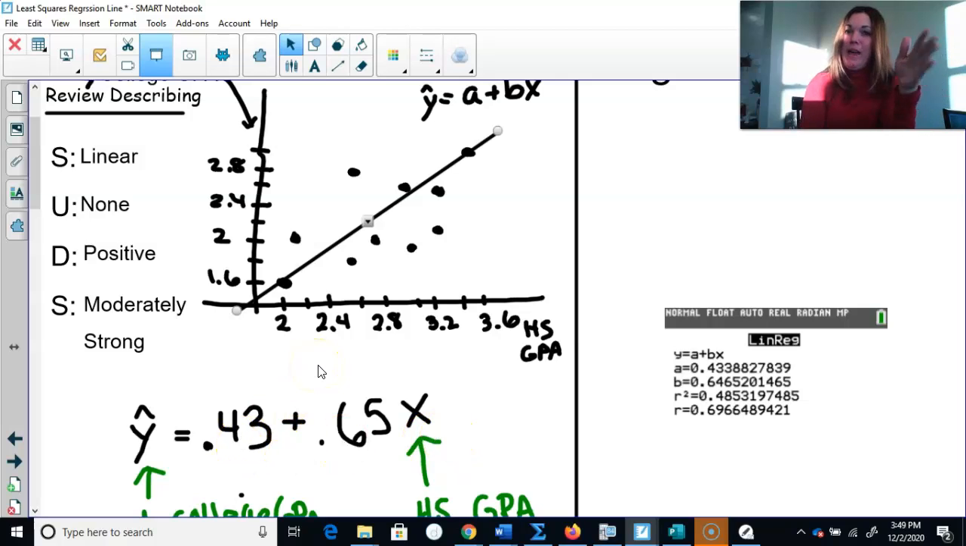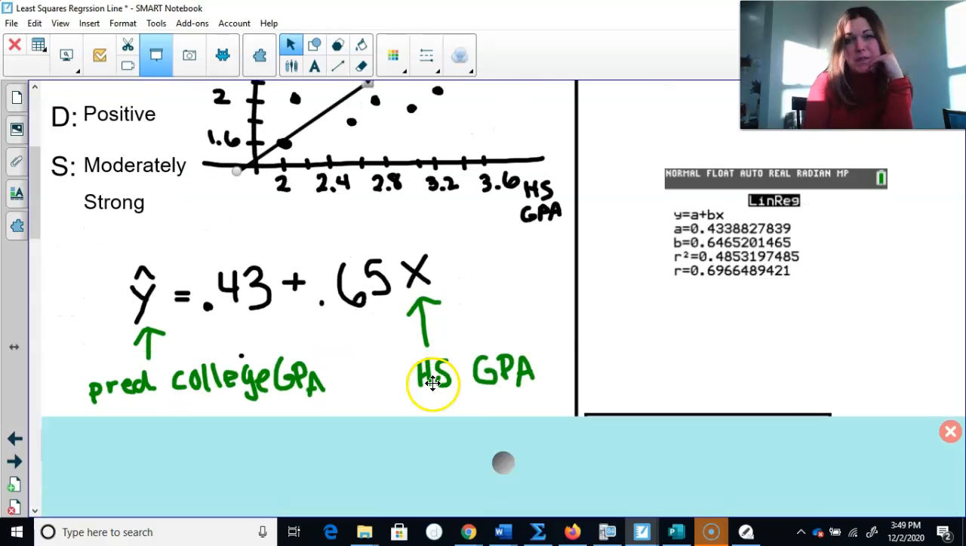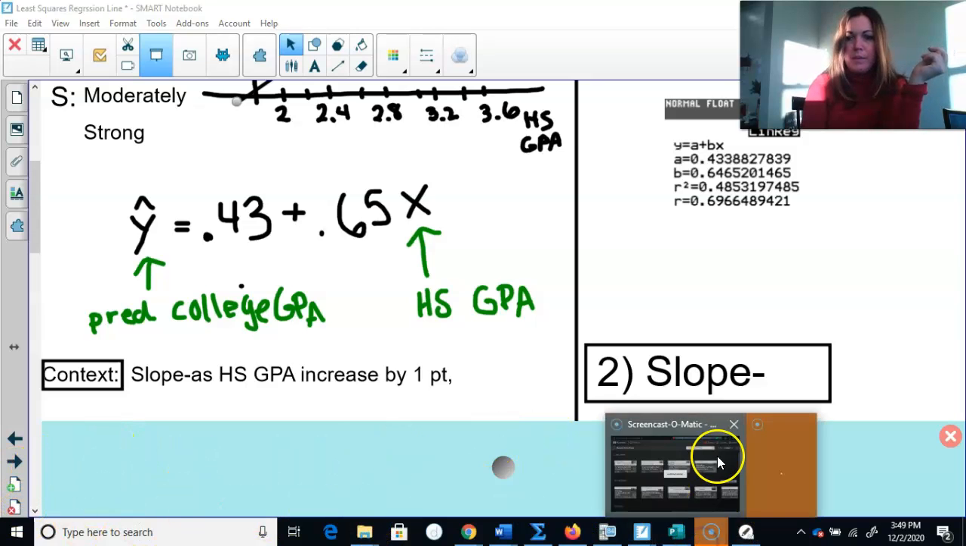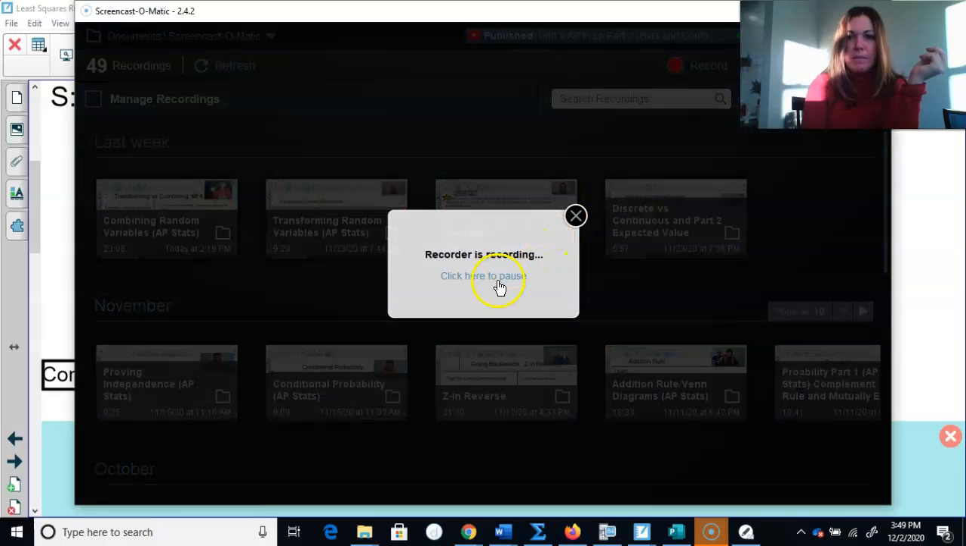All right, now, as statisticians, our goal is not only to calculate things, but to interpret things as well. So we want to go ahead and interpret that. Give me 1 second. I do need to pause it for 1 minute.